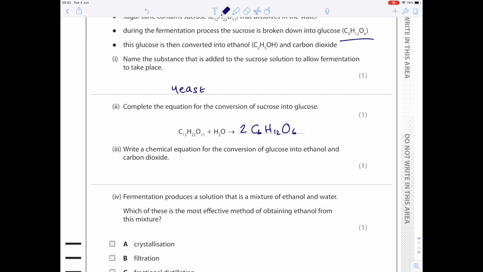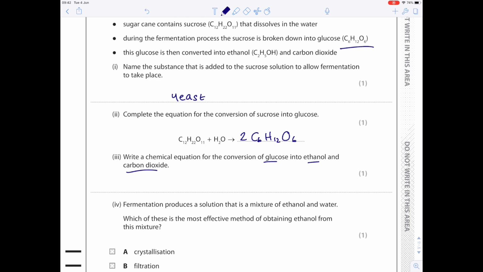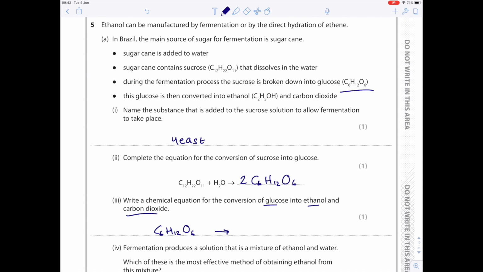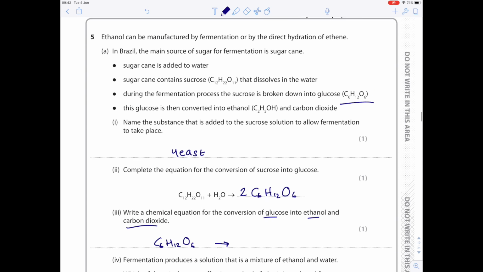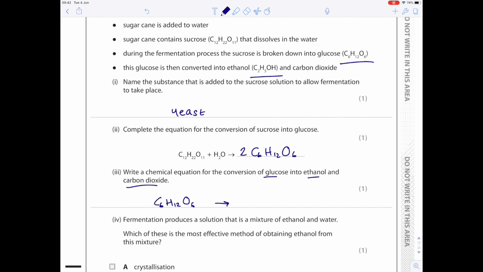Write a chemical equation for the conversion of glucose into ethanol and carbon dioxide. So just make sure you're reading it in the right order, and they've given you all the formulae above. So we're converting glucose, which is C6H12O6. We're producing ethanol, which we've been told is C2H5OH, and we're producing carbon dioxide, which is CO2.